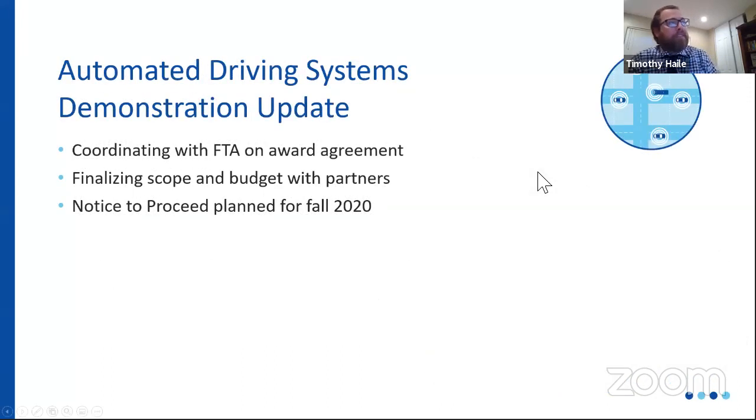So on the automated driving system, we are coordinating with FTA, Federal Transport Administration, who's administering this grant on the award agreement. We've been finalizing the scope and budget with our partners, such as Verizon, Amazon Web Services, and other car manufacturers, et cetera. And we've been planning for a notice to proceed and take that agreement to the board in fall of this year.